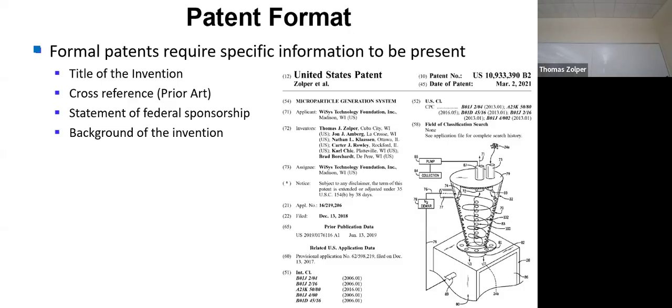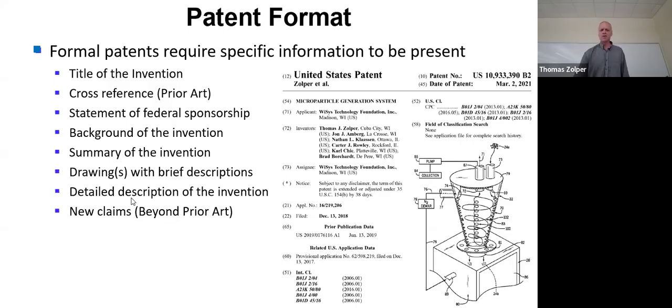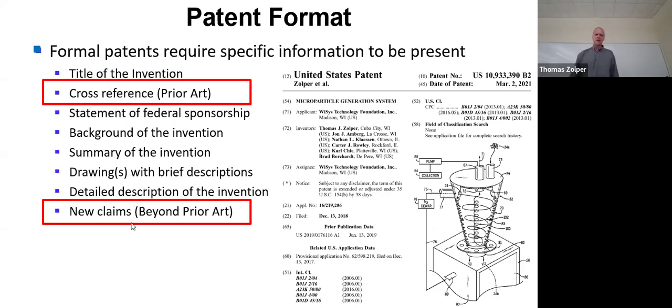And so I just took the excerpt of this because it illustrates the main contents in the body of a patent. On the one hand, we've got the title of the invention, we've got the so-called cross-reference, or what's referred to in the vernacular as prior art, statement of federal sponsorship, background, summary of the invention, drawings with brief descriptions, detailed description of the invention and actual embodiment, and then so-called new claims.